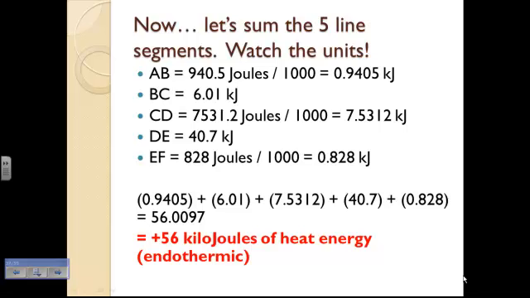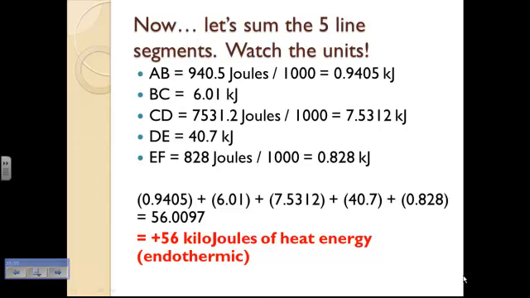Write this down as well for line segment EF. Divide by 1,000 to express that answer as 0.828 kilojoules. When we sum all 5 line segments, AB expressed in kJ, 0.9405.